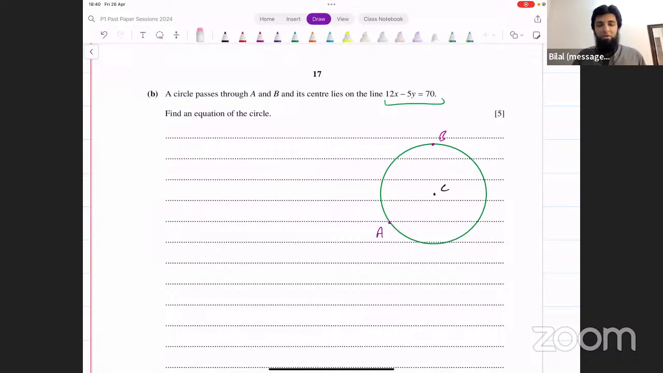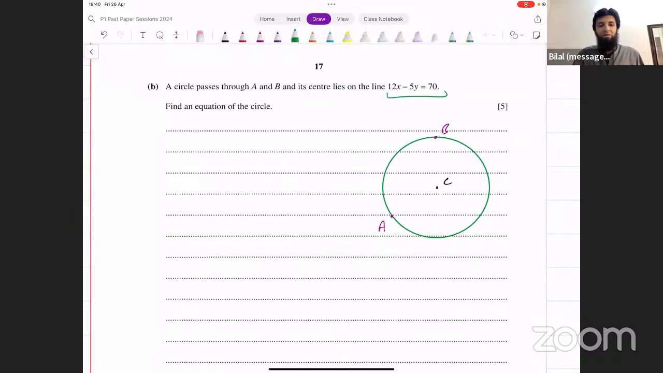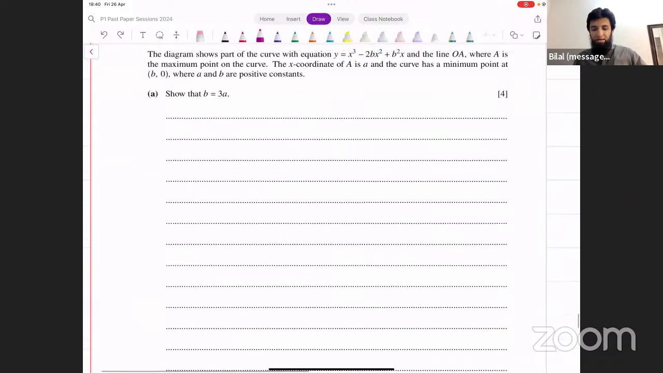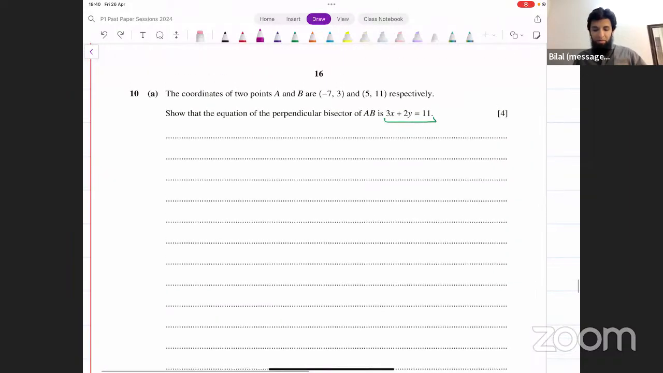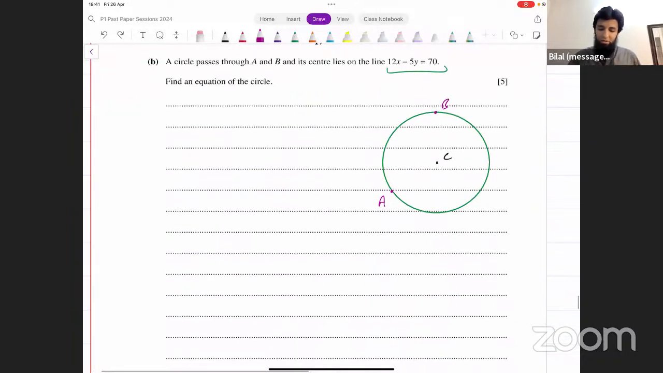How would you find the center for this? Because once you have the center, finding radius is not that difficult. You can find the radius after that by just finding distance of C from A or of C from B. That's straightforward. But how do you find the center? That's the question. They have given you that the center lies on this line. And in the first part, they made you find the equation of the perpendicular bisector of AB.